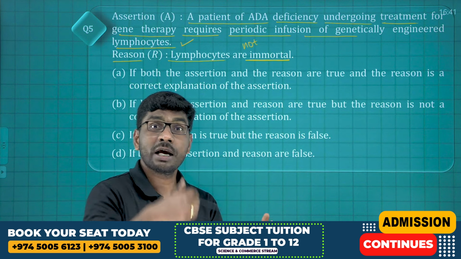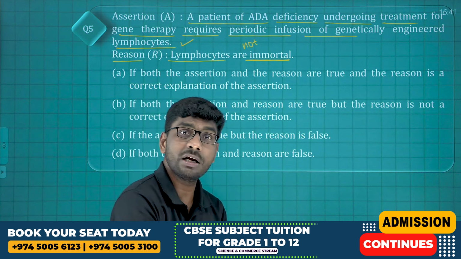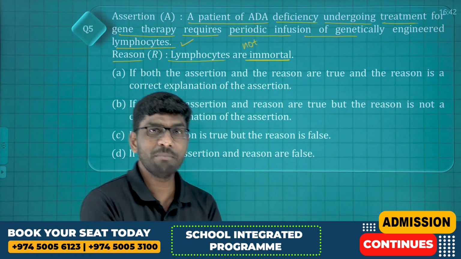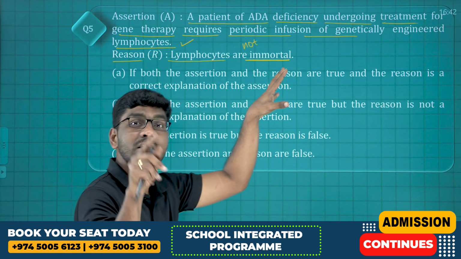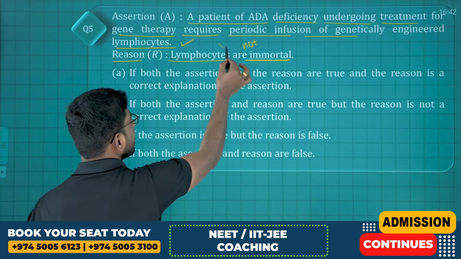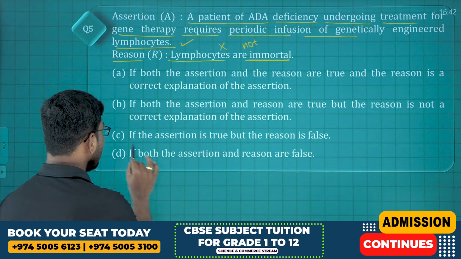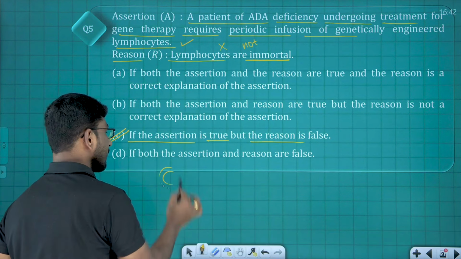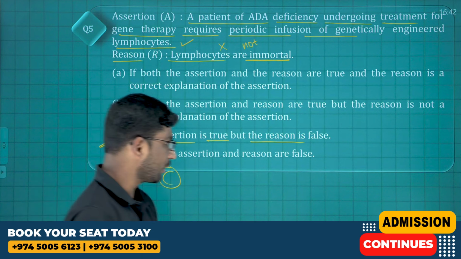You got my point? So again, in that person, we need to periodically inject this type of lymphocytes. So remember, the assertion is correct, but the reason is wrong. If the assertion is true, but the reason is false, option C is the correct answer. Clear, students? Look at the next question.